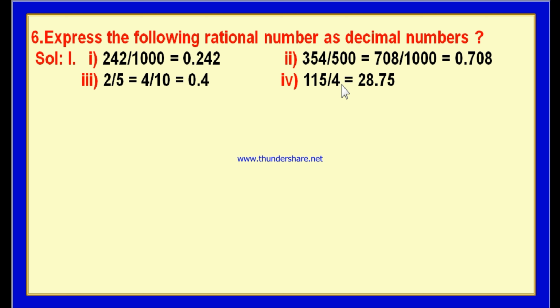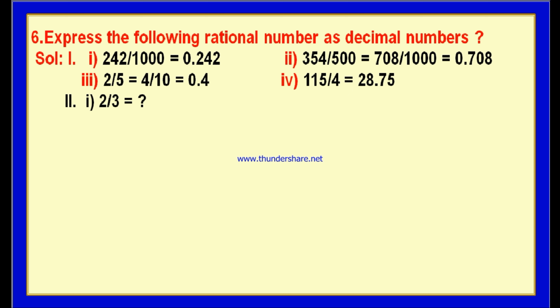In 11, 4 goes 2 times, 2 fours are 8. 11 minus 8 is 3. Write 5 beside 3, 35. In 35, 4 goes 8 times, 32. 35 minus 32 is 3. Keep the point, 30. In 30, 4 goes 7 times, and in 20, 5 times. Like that you have to do it orally. 115 divided by 4 is 28.75.